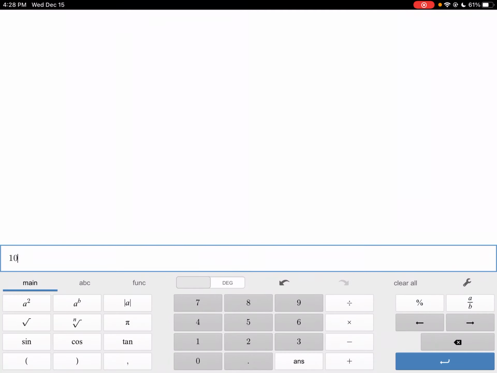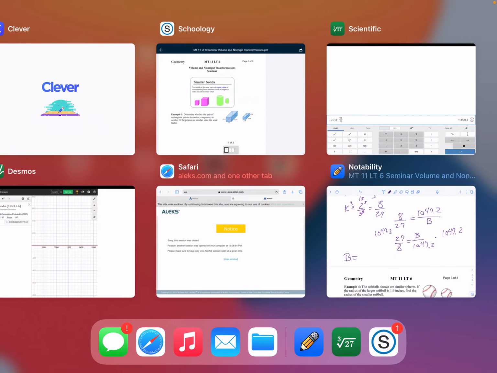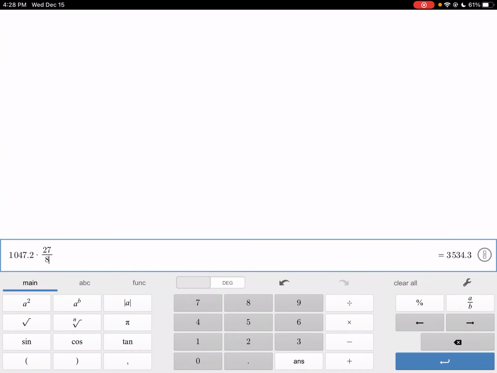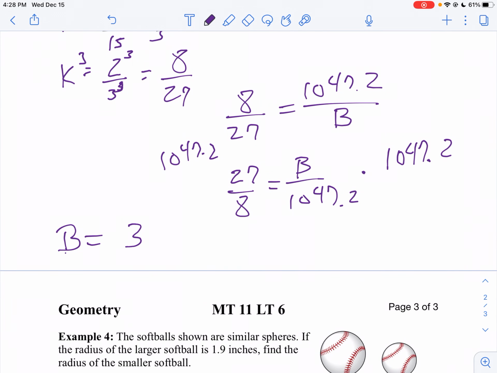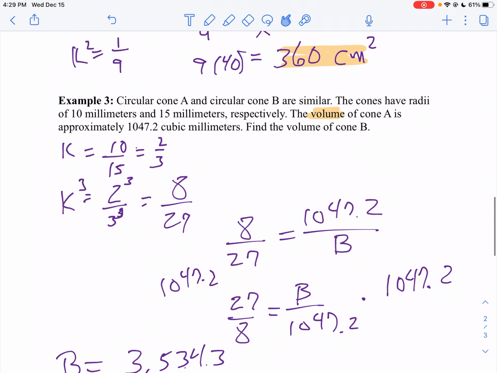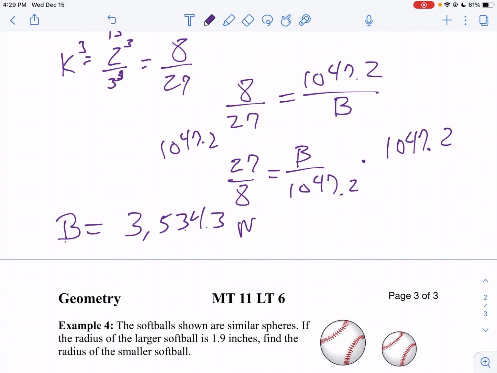So we'll take 1047.2 times 27 divided by 8. Make sure I did that right. Yep. And then we get 3,534.3. And what were my units on this one? Well, my units were cubic millimeters. So 3,534.3 cubic millimeters. And there we have our answer.